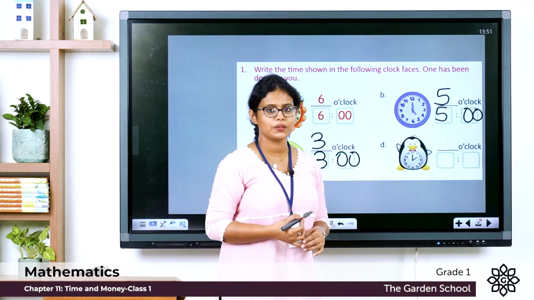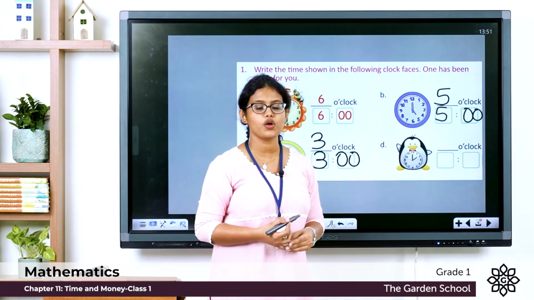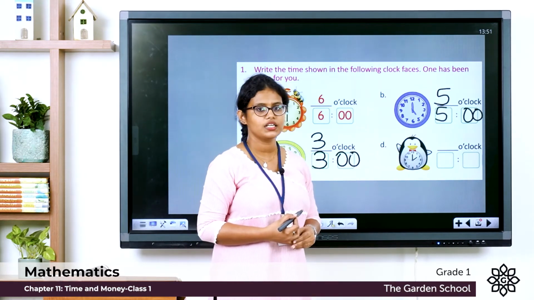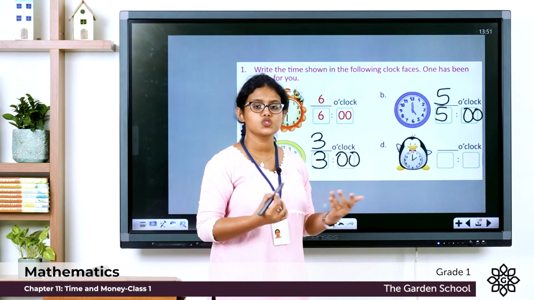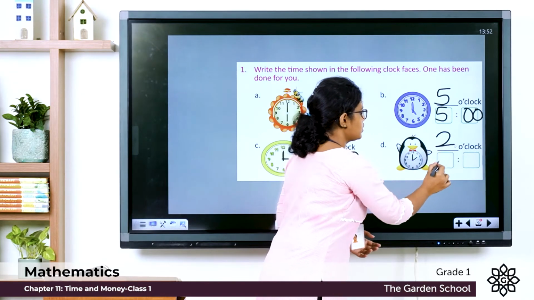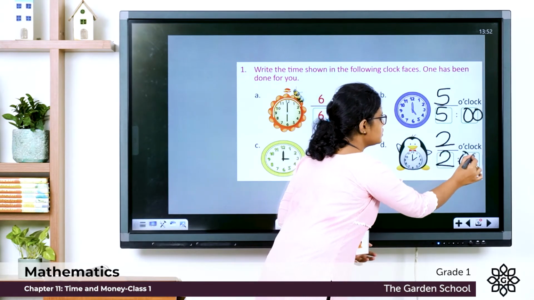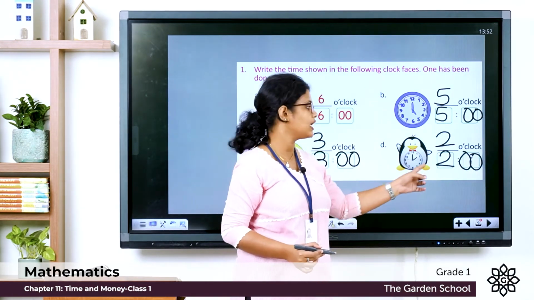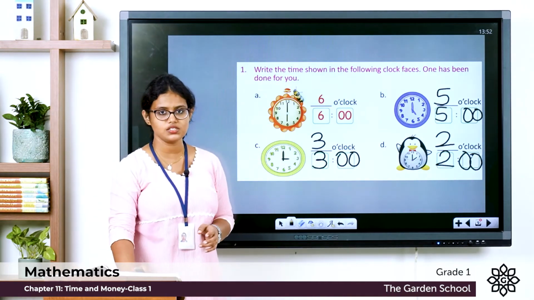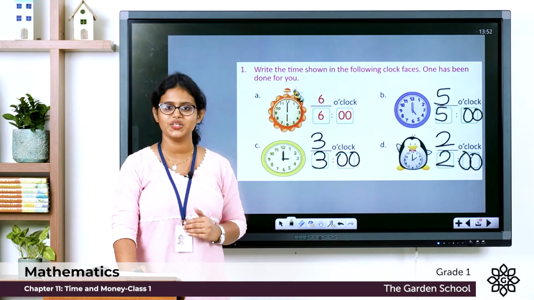See the next one. Here the hour hand points to 2. Then where is the minute hand? It is exactly at 12. So what time is it? 2 o'clock. So let's write here 2. Here also 2 colon 0 0. It can also be written like this. Fine. Then there are 2 more questions. That one you can do by yourself.